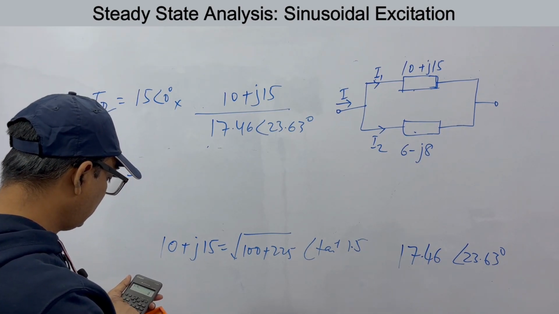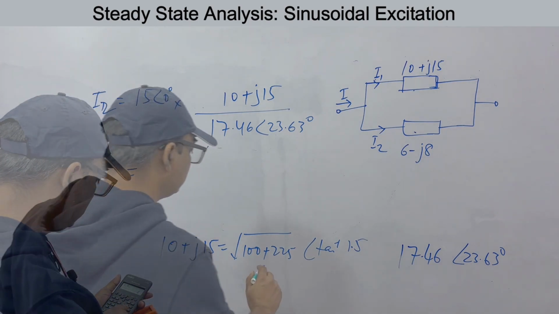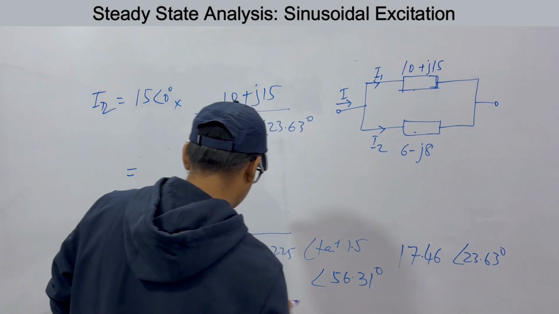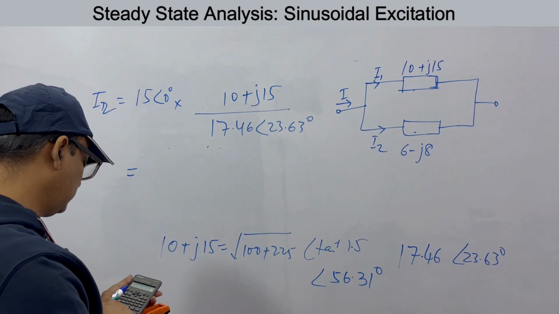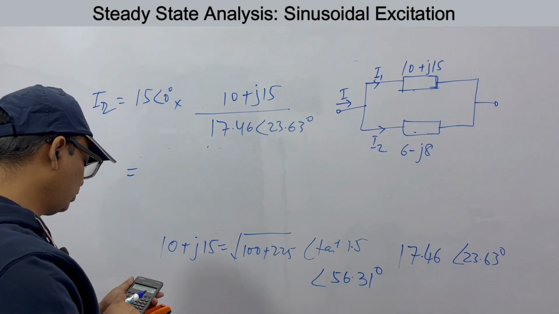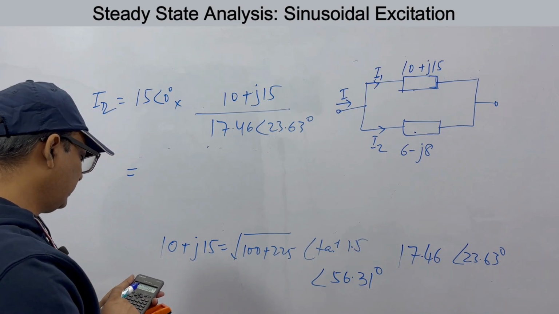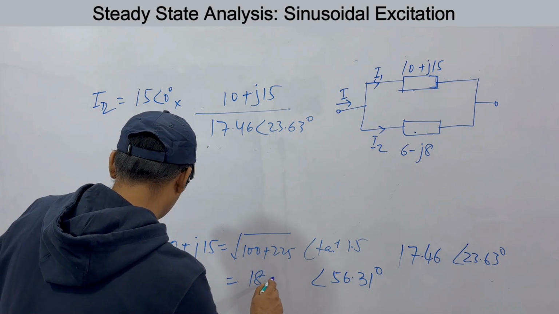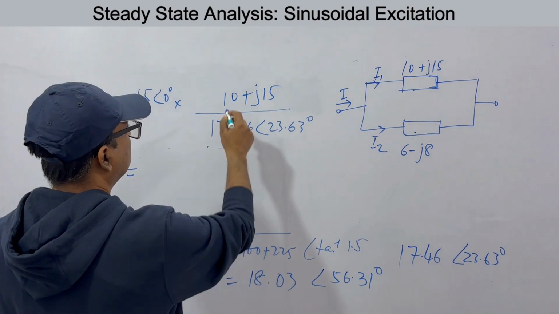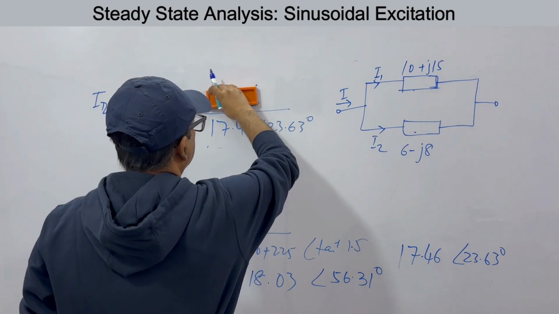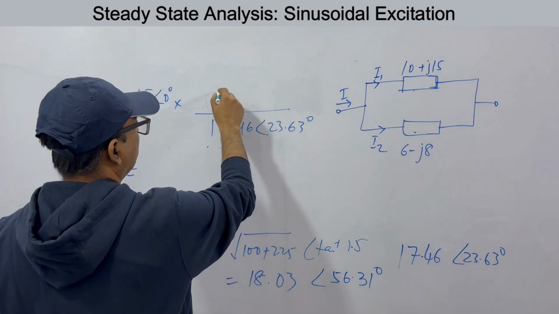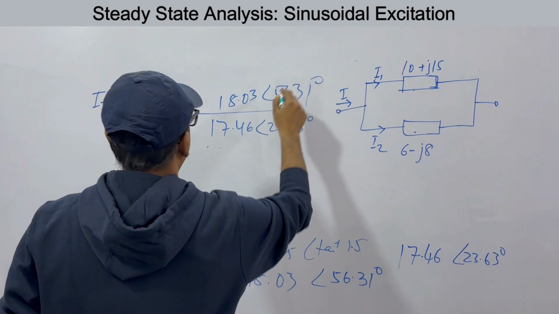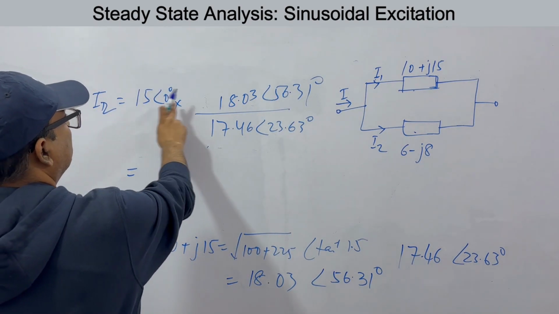Tan inverse of 1.5, and this is 100 plus 225, 325. So the square root of 325 is 18.03. I am writing in place of this, in polar form, 18.03 angle 56.31 degrees. So let's find this value.